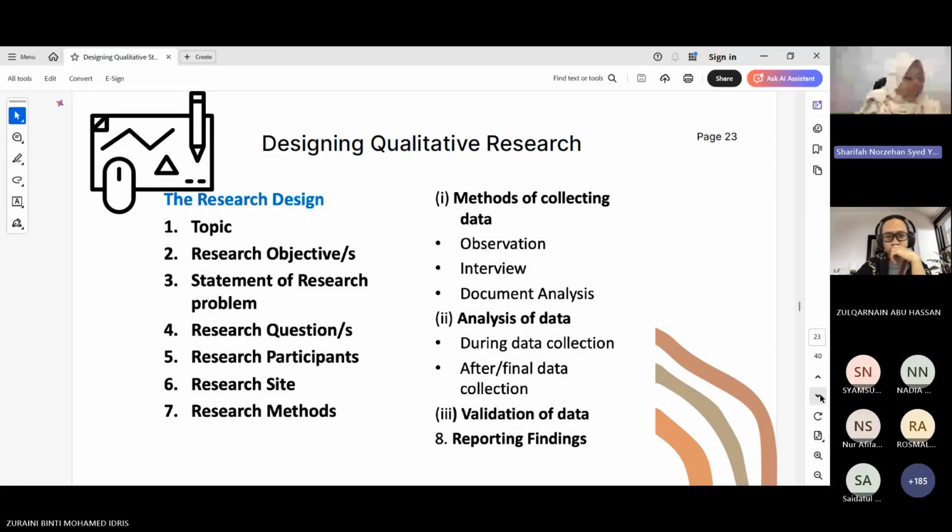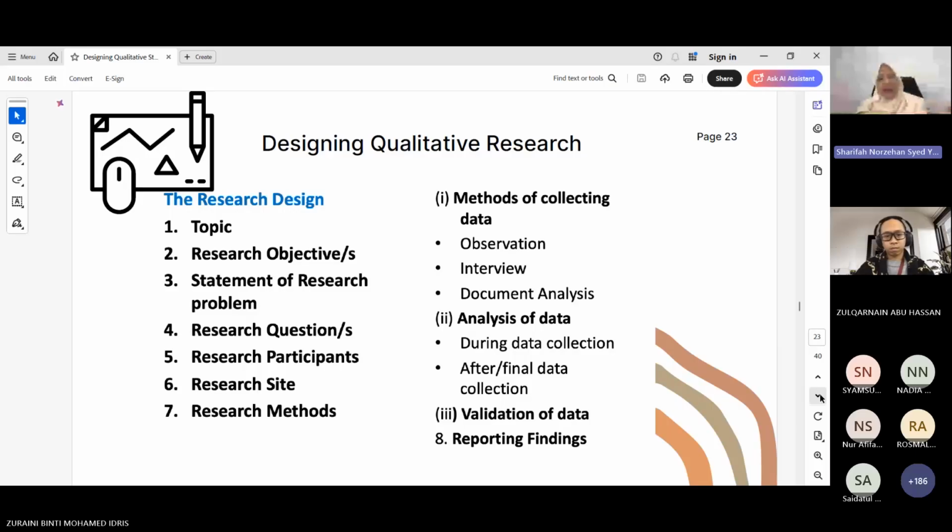Okay, like I said, how do you design your qualitative research? First, definitely you must know your topic. Sometimes the topic will tell you which approach you are inclined towards. And how do you come up with your topic? Sometimes it's from your conversations or looking at the current trend, like what some of your friends are doing, or perhaps from your reading. These are the things that spark you to look into that particular area.